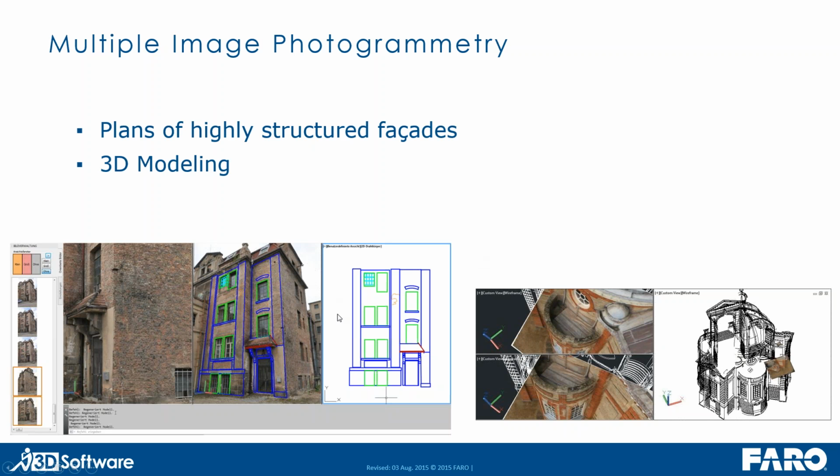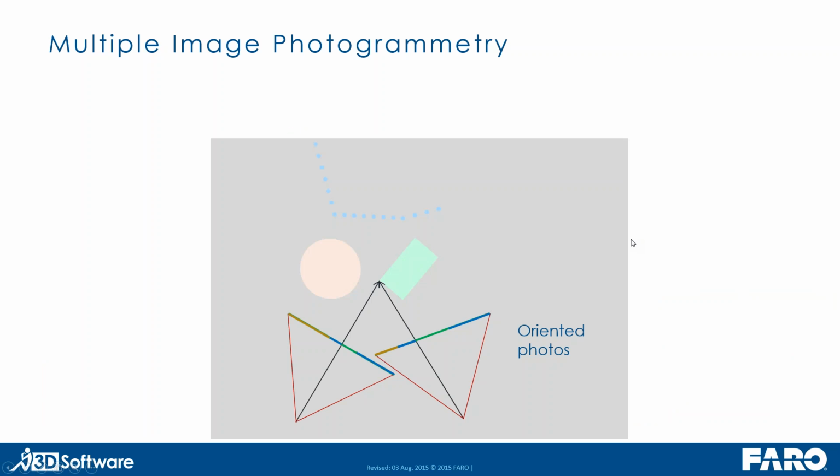One example for such a facade plan you can see on the lower left. A 3D modeling example you can see on the right hand side. And how is it done? Here's a sketch of the principle. You need at least 2 oriented images which overlap, which show the same area of the object. And the symbol is here.